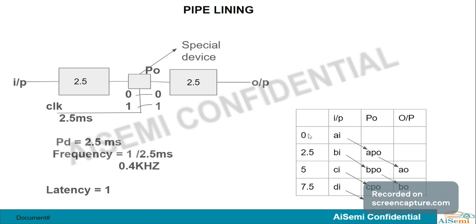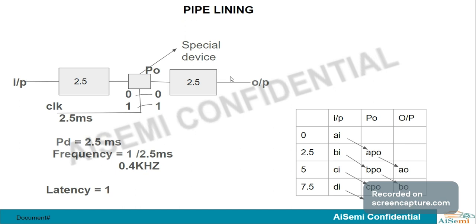I take 0 at the time seconds. I am giving the input AI. After 2.5 milliseconds, it passed to here. At 2.5 milliseconds, the special block will open, and the AP is passed to here, and it is able to produce the output after 2.5 milliseconds. Then the AP is passed to here, and the gate output is A naught.